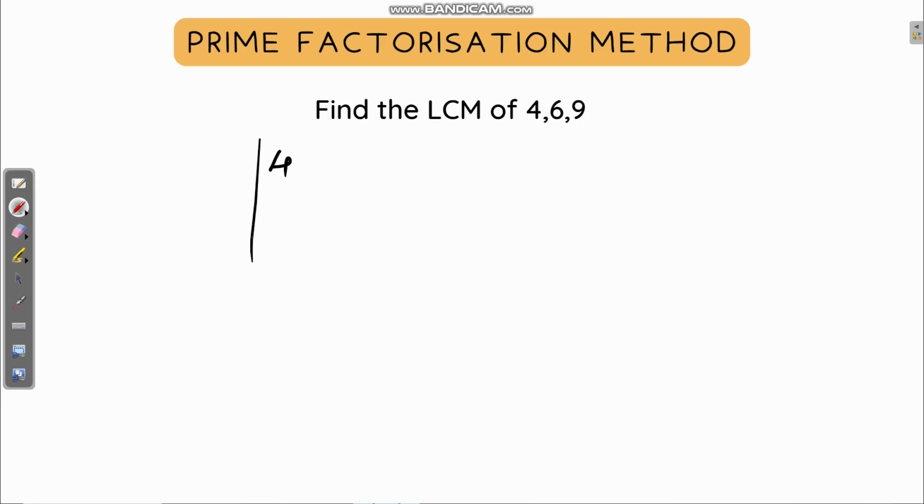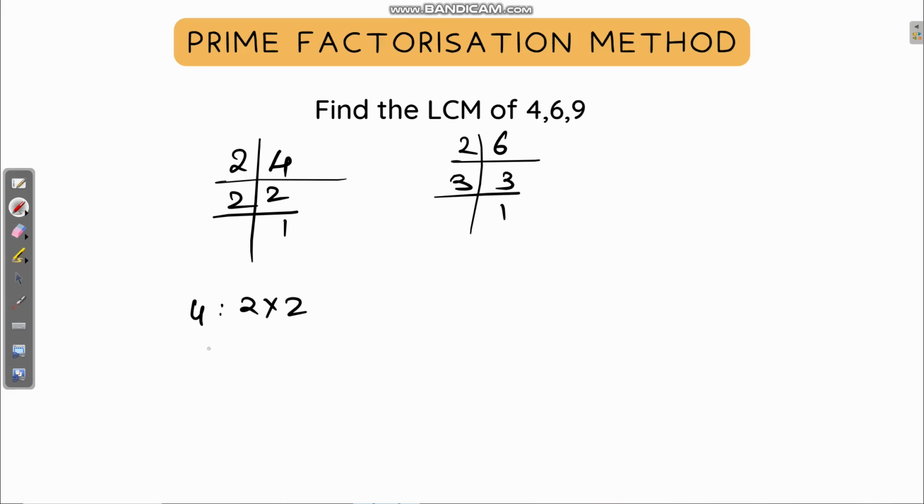So the number 4, let's find the factors of the number 4. 2 2s are 4, 2 1s are 2, that's it. So 4, the factors are 2 into 2. Next number is 6, again it's an even number, so 2 3s are 6, 3 1s are 3. So write down one below the other, that is 2 into 3. The next number is 9. This is not an even number, so start with 3. 3 3s are 9, 3 1s are 3. So 9 is nothing but 3 into 3.